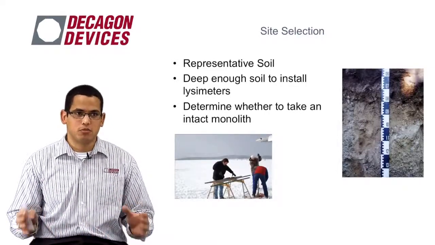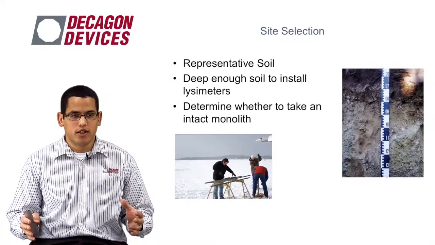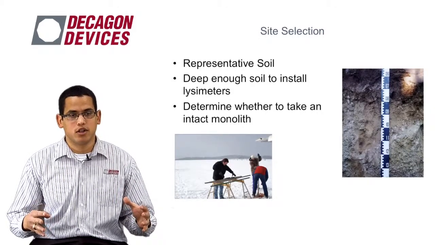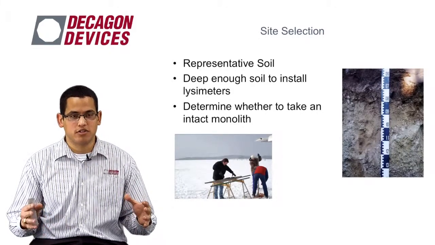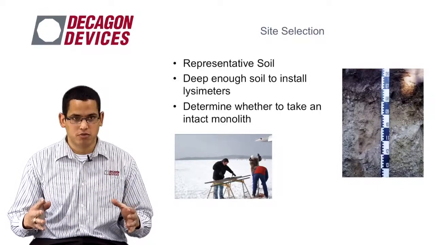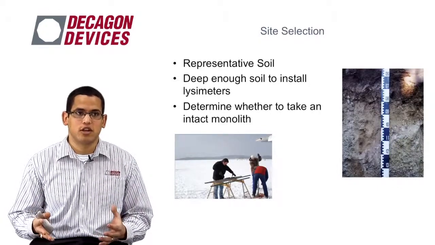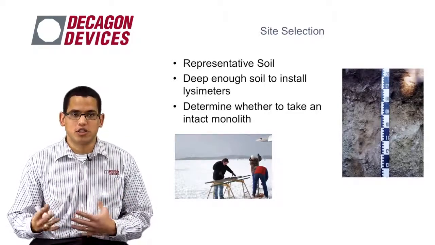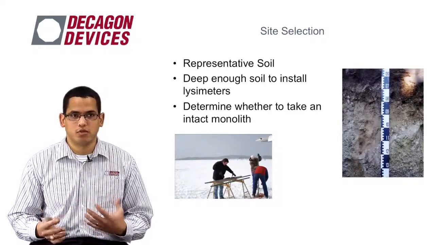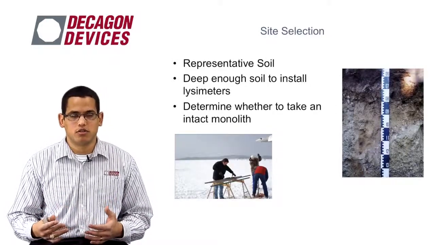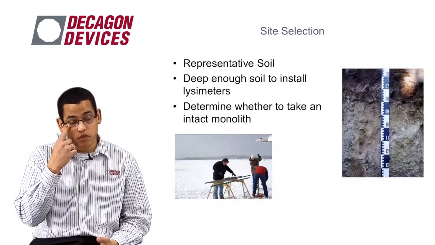If you're going to take a large monolith and you're trying to understand large scale processes within a smaller lysimeter, it's important that you select representative soil of the entire site. And this can be hard, especially in areas where you have a lot of spatial variability. But it's important that you understand your site and you take these into consideration.